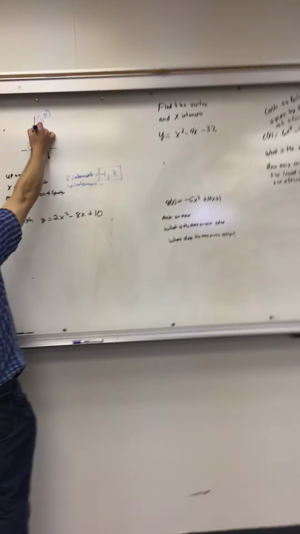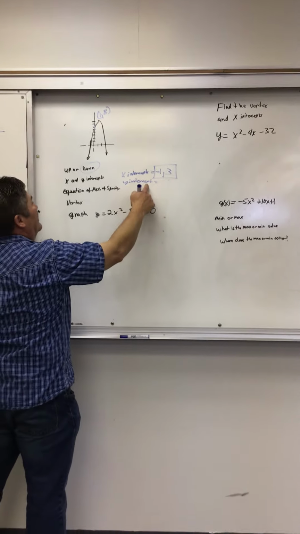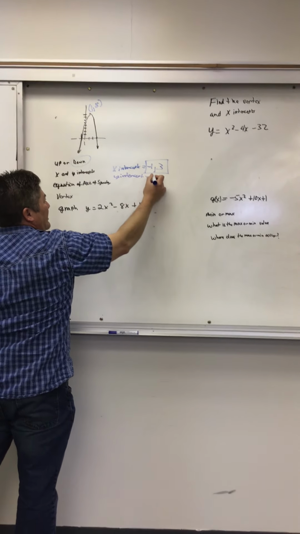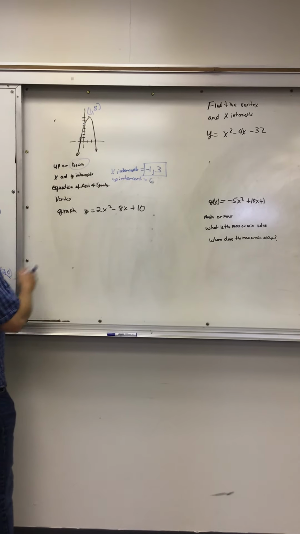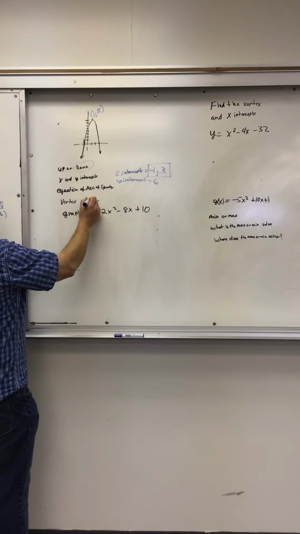I went over 1 and down 2 is where I hit that. So I'm going to say my y-intercept is up 1, 2, 3, 4, 5, 6. So there's my y-intercept. The vertex I just found, it's at 1, 8.